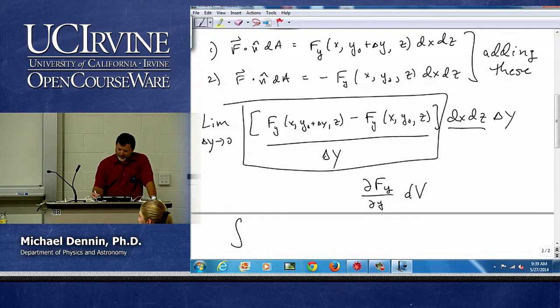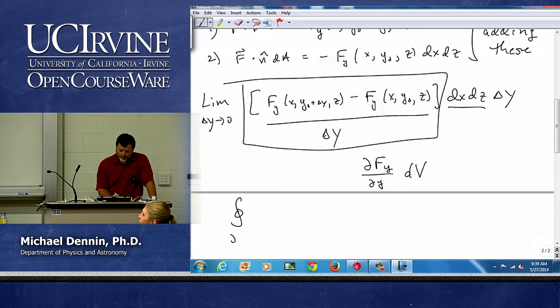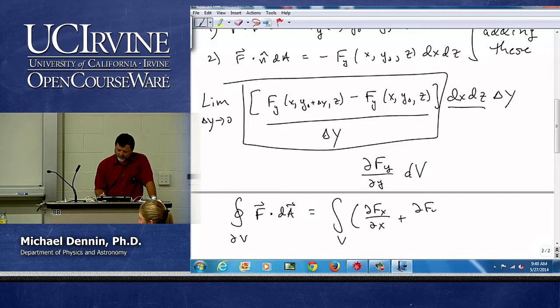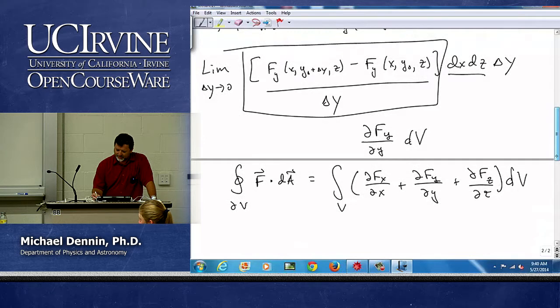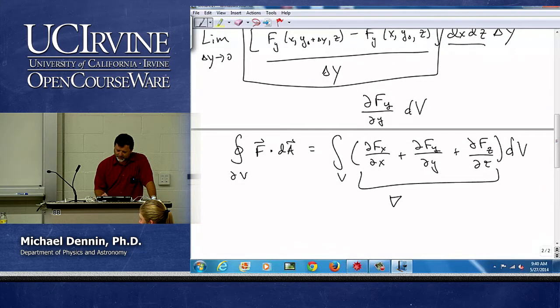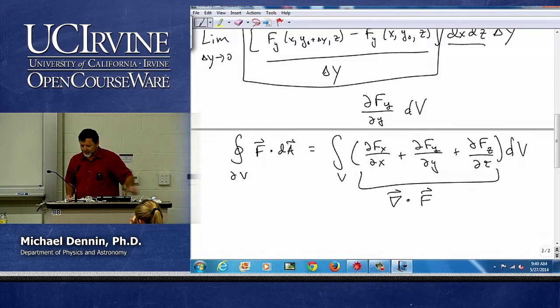and I will get the sum over the whole closed boundary of all of my f's dotted into dA is equal to the sum over the actual volume of dfx/dx plus dfy/dy plus dfz/dz dV. And this, of course, is just the divergence of f. And so we've derived the divergence theorem.